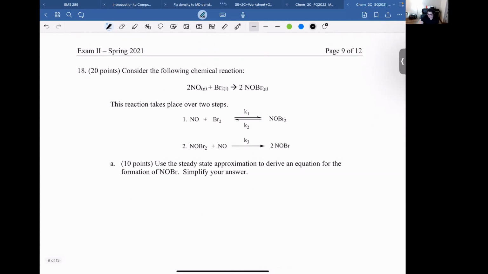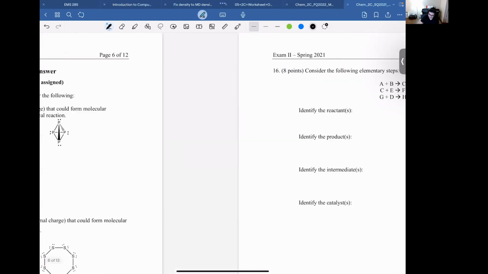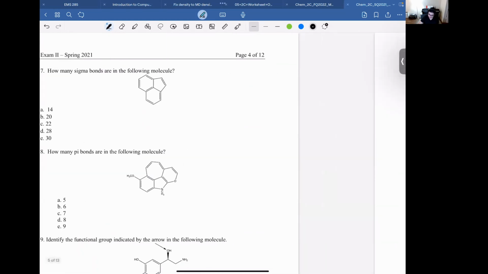So number 18. Do you guys have to know steady state approximation? Does anyone know for your midterm? I know it shows up on the discussion sheet. Yes, okay. I think he said that we are gonna get a question like that. Great. Okay, thank you. There's two steady state approximations. There's one on this test, and I think there's one on the other.